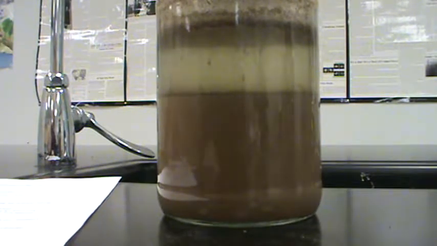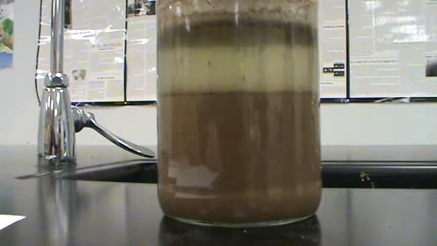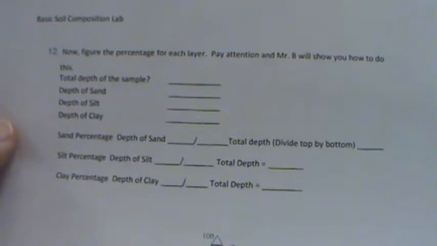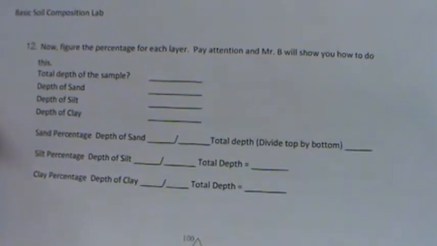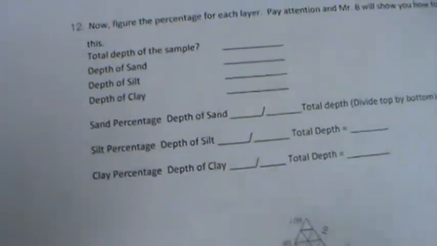Then on my sheet, here at the bottom, I have a question that says sketch what you see. I'm going to skip that one just because we're on the clock here with the camera. And we're going to go to the next page. Now, I'm going to pick you up here so you can see the questions. This one says, now we need to figure out the percentage for each layer. Pay attention, and Mr. B, that's me, will show you how to do this. So, here's how this is done. Let me grab this up here so that you can follow along.